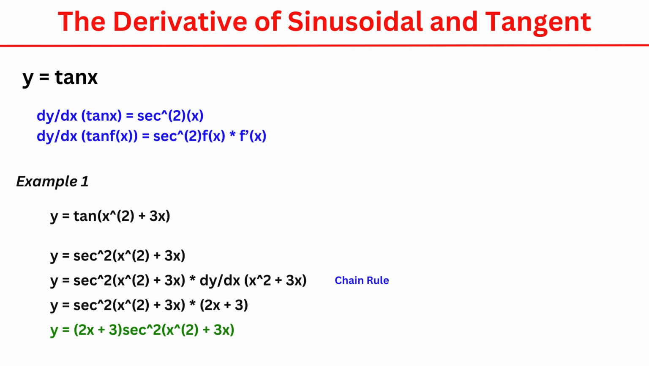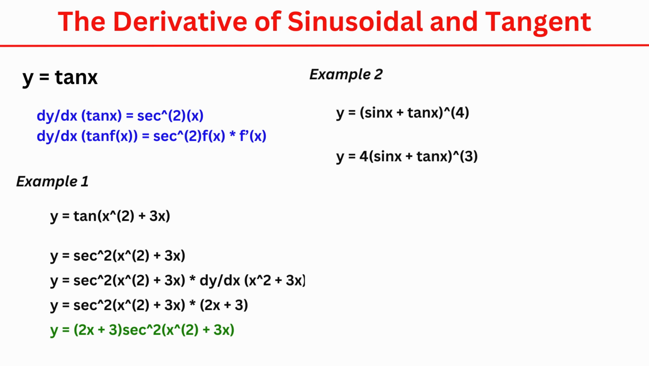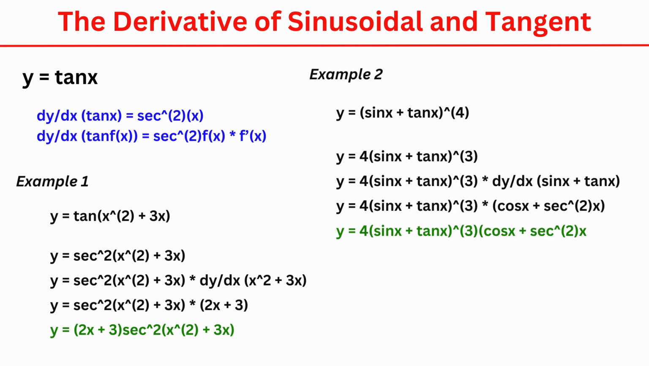When determining the derivative for y equals sine x plus tan x to the power of 4, we can start off by bringing the 4 forwards and subtracting the exponent by 1. Using the chain rule, we can find the derivative of the values inside the parentheses, which will give us the answer.